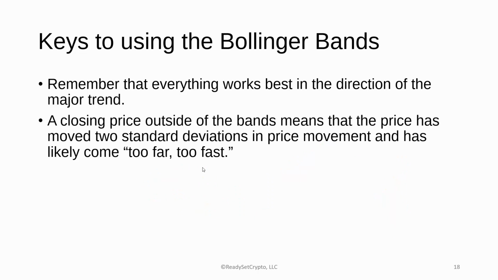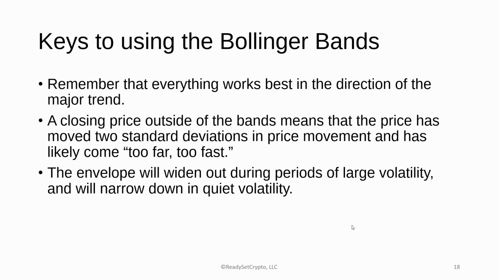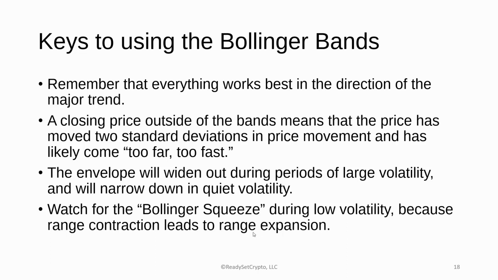Remember that a closing price outside the bands means that the price has moved 2 standard deviations in price movement, or at least 2, if it's outside of the bands, and has likely come too far too fast. The envelope will widen out during periods of large volatility, and it will narrow down in quiet volatility. It's going to bounce back and forth between those 2 extremes. Range expansion, which creates wide bands, will lead to range contraction, and they will narrow down again, normally into a squeeze. So watch for that Bollinger Squeeze during low volatility, because that means the price is just about to move again.